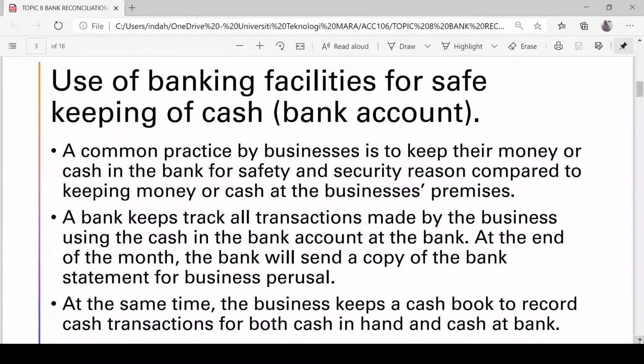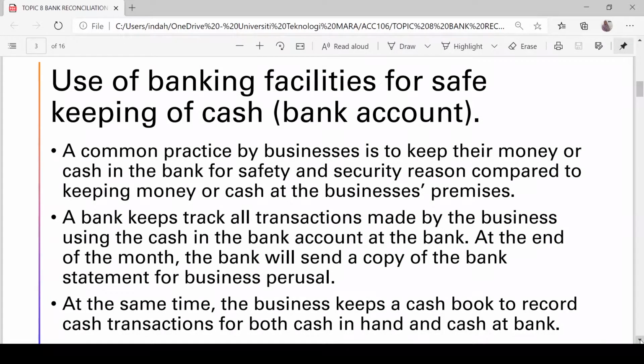Let's look at the first subtopic, which is use of banking facilities for safekeeping of cash. It is a common practice in the business world to use banking facilities to keep the money for safety and security reasons, compared to keeping cash at the business premises, where there is a possibility of robbery or theft. Because we are keeping our money at the bank, the bank will keep track of all transactions made by the business using the cash in the bank account.